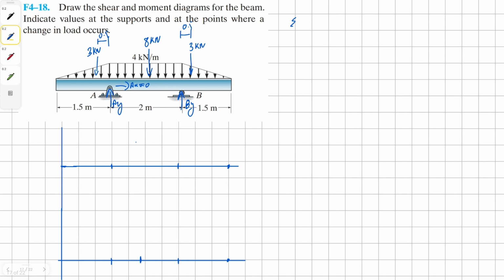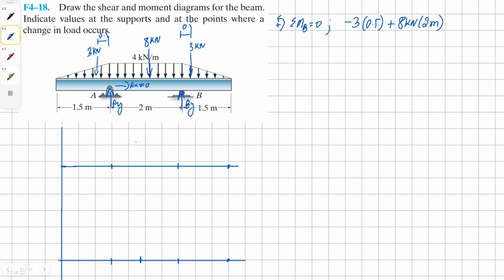Let's take a moment about the point B to find our solution for the vertical reaction at A. We're going to have clockwise 3 kilonewton and it's 0.5 meters away. And then we have counterclockwise 8 kilonewton and it's 2 meters away from B.